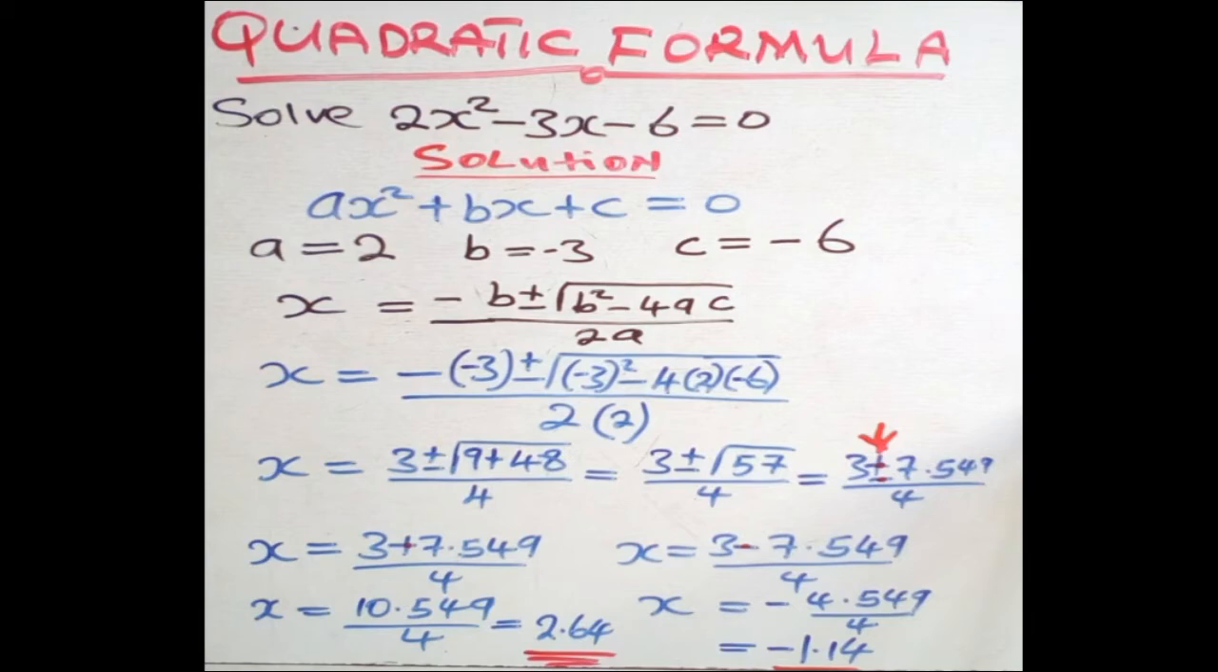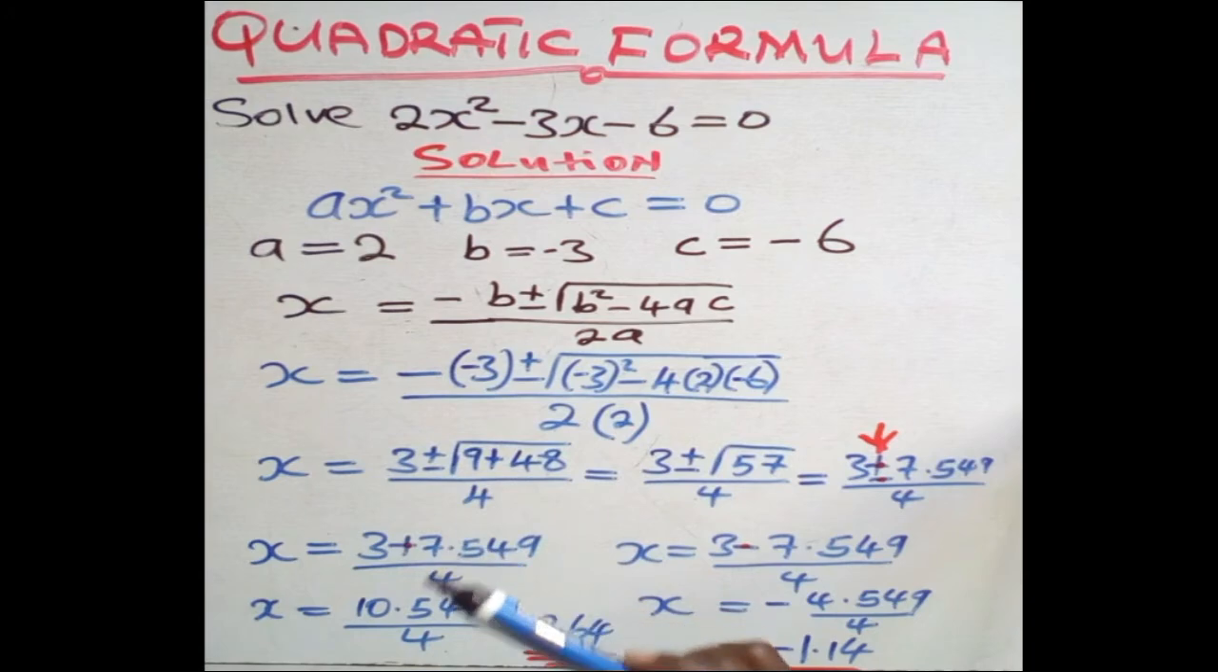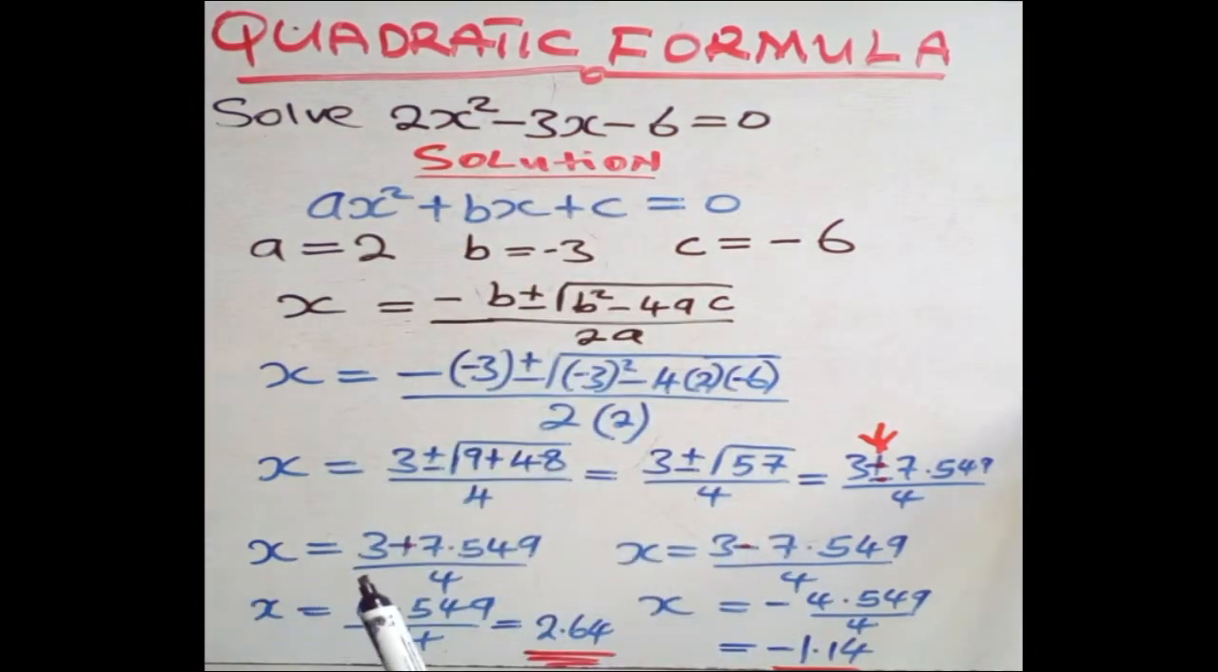This being a quadratic equation, the highest power is 2. When the highest power is 2, like in this case, it is said to be a quadratic equation or an equation of order 2, meaning there must be two values of x. That's why we have these two values of x.